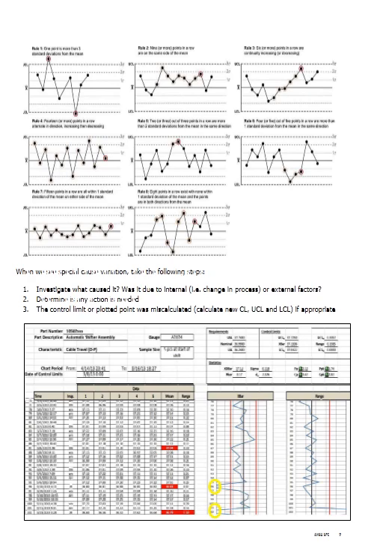When we see special cause variation, take the following steps. Investigate what caused it. Was it due to internal factors, like a change in the process, or any external factors? Determine if any action is needed. The control limit or plotted point may have been miscalculated, if appropriate.